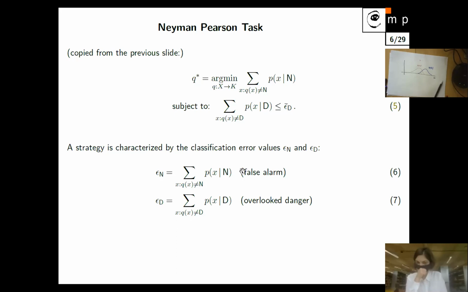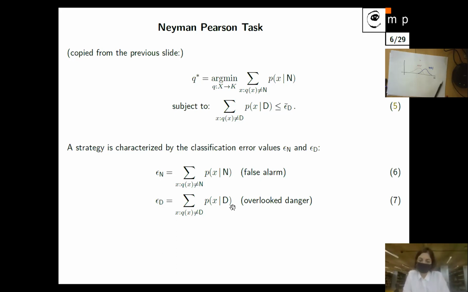Whereas here we are saying, no, we don't want to do that, because first of all, we don't know how often they'll happen. Because if someone says how often the false alarm happens, it's not this number. This one, 7, overlooked danger: if the object is dangerous, how often do I classify it as non-dangerous?